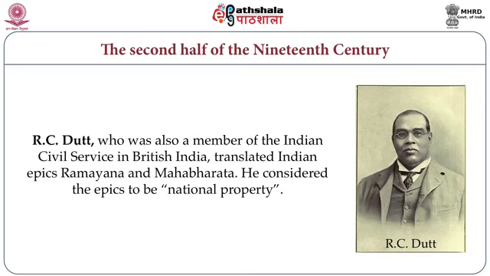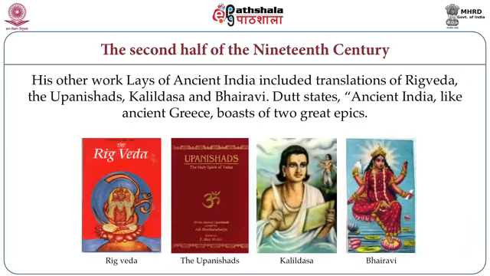R.C. Dutt, who was also a member of the Indian Civil Services in British India, translated the Indian epics Ramayana and the Mahabharata. He considered the epics to be national property. His other work, Lays of Ancient India, included translations of the Rig Veda, the Upanishads, Kalidasa and Bharavi.